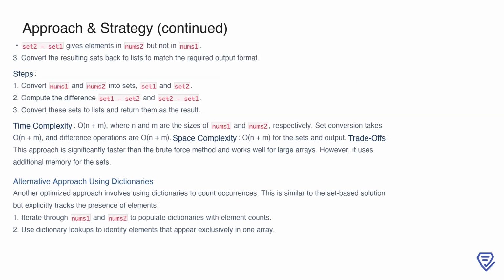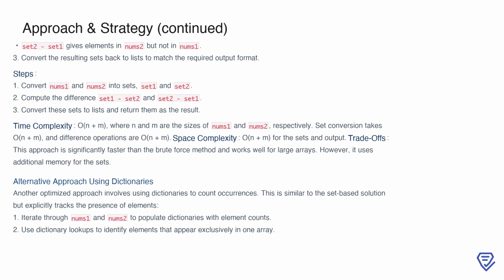To improve efficiency, we can use Python's set data structure. Sets are highly advantageous here because they automatically remove duplicates and allow constant time lookups on average. The main idea is to convert both input arrays into sets, which we'll call set1 and set2. The difference between these sets can then be calculated directly. set1 - set2 gives us the elements in the first array that aren't in the second, while set2 - set1 gives us the opposite. Once we have these results, we convert them back into lists to match the required output format.